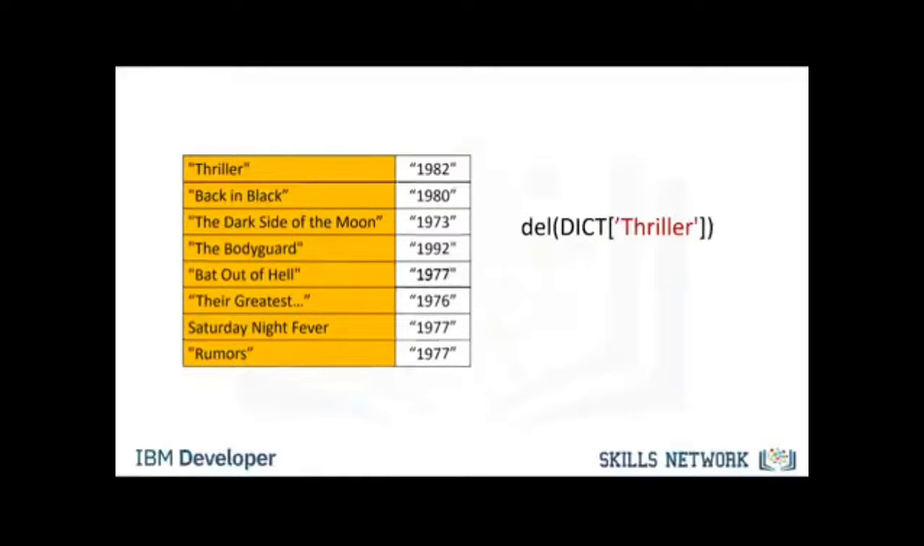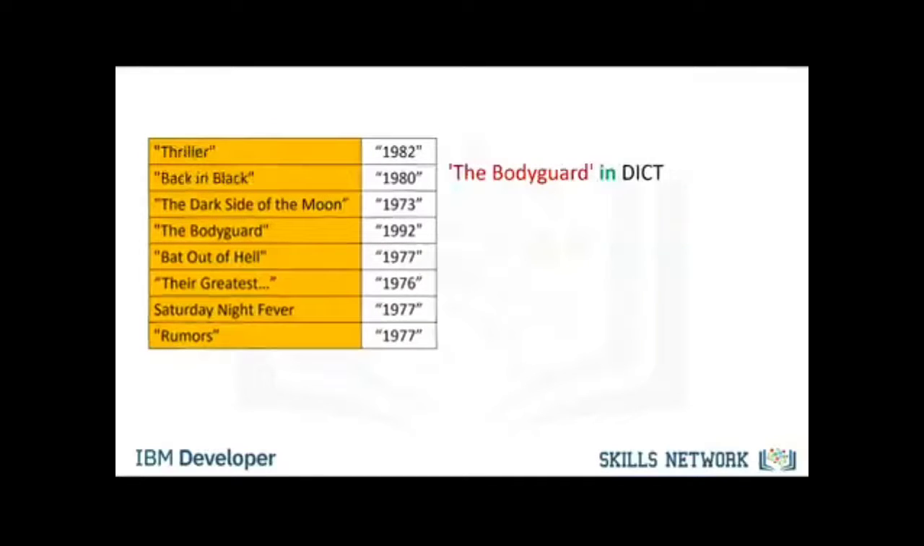We can delete an entry as follows. This gets rid of the key Thriller and its value. We can verify if an element is in the dictionary using the in command as follows. The command checks the keys. If they are in the dictionary, they return a true. If we try the same command with a key that is not in the dictionary, we get a false.